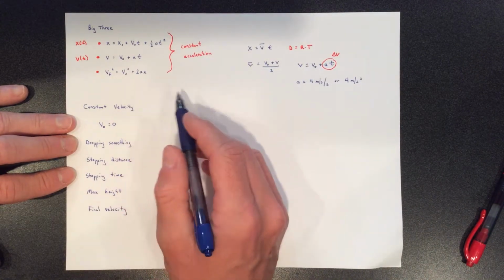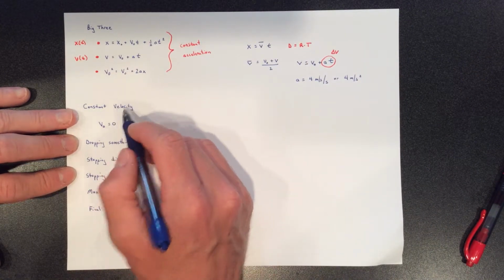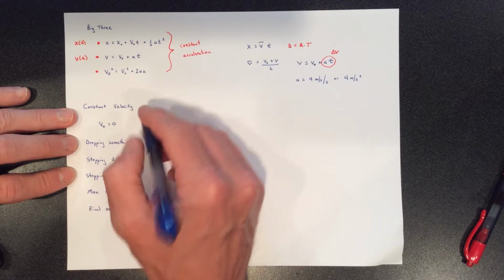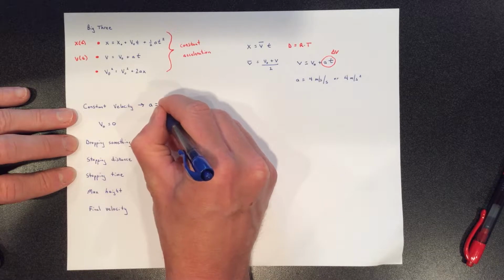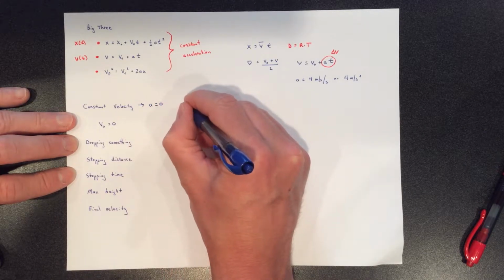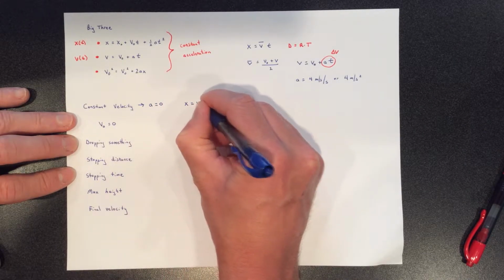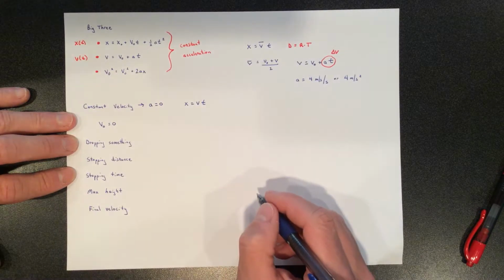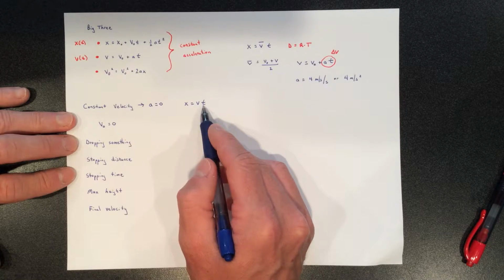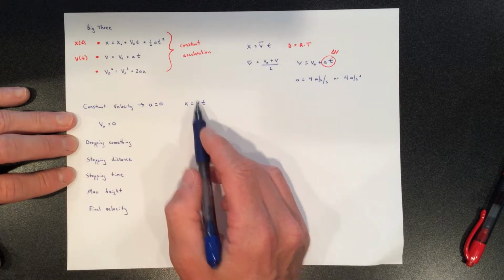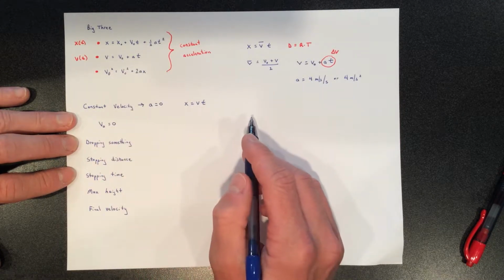Okay, so what if we're looking at a situation where we have constant velocity? Constant velocity is implying that there's no acceleration. Well, if there's no acceleration, then we're really just doing something like this. And it really is that easy. The distance or displacement is just the velocity times the time. If you happen to have some initial position, then of course you can add that on to find the final position.